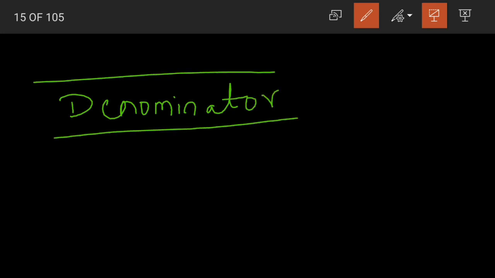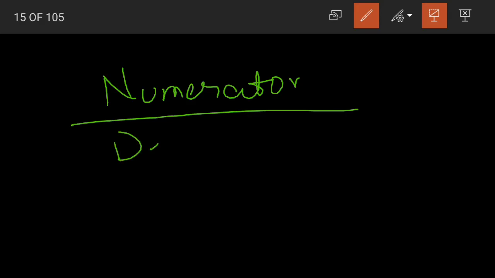Understood, children? What are the terms in a fraction? N-U-M-E-R-A-T-O-R, numerator, divided by D-E-N-O-M-I-N-A-T-O-R, denominator. What I suggest is that you take out a book and a pen or pencil and practice these two words. Practice the spellings and also how to pronounce them.